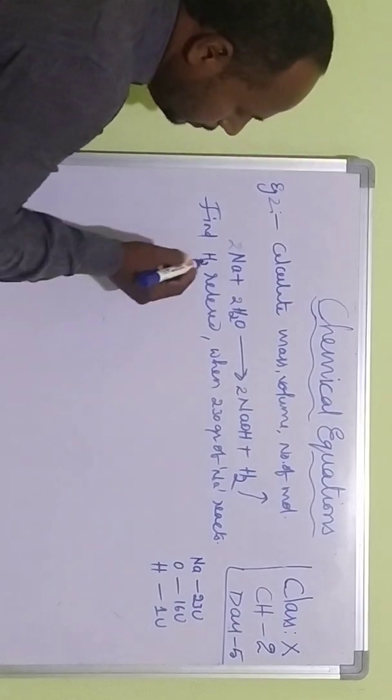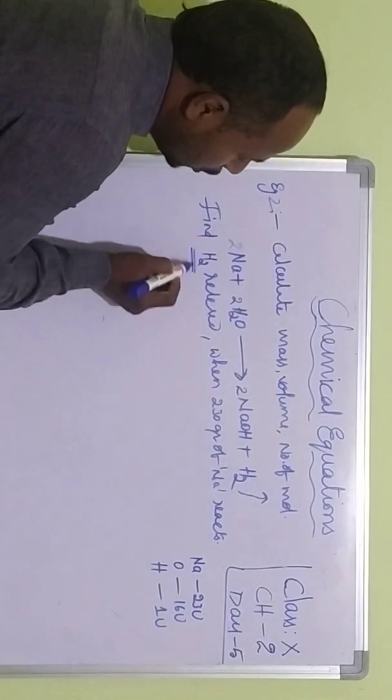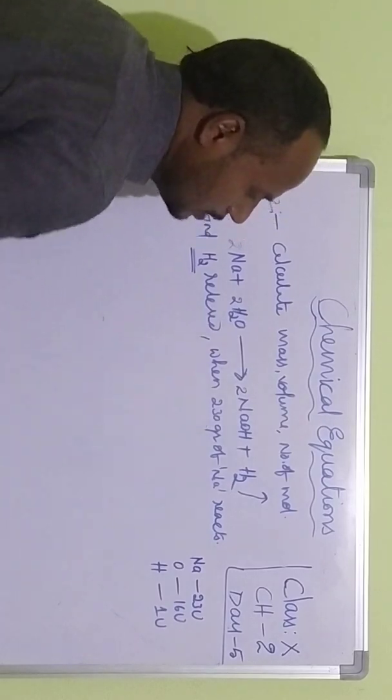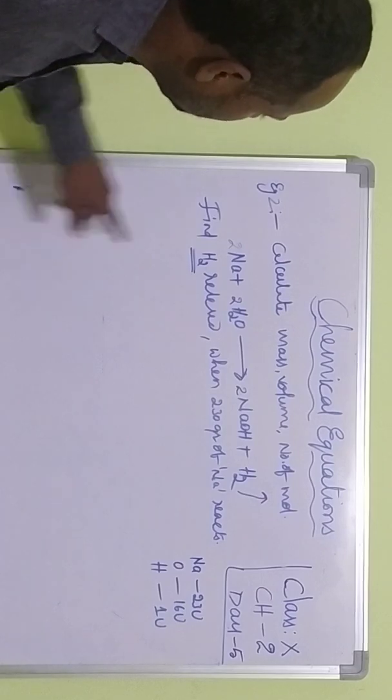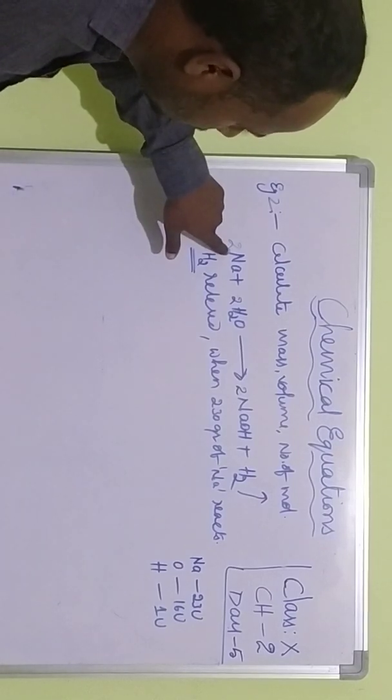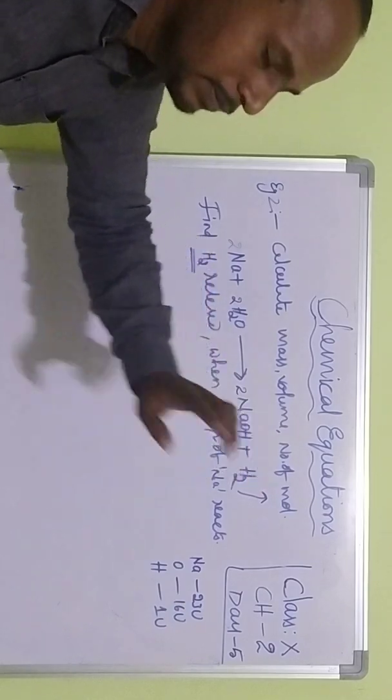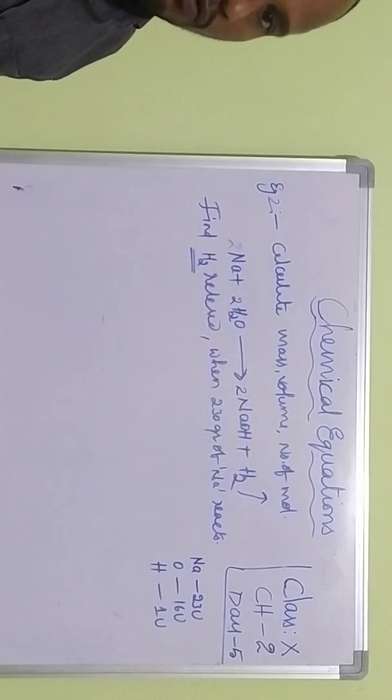But here find the H2 released. How much H2 is released when 230 grams of sodium reacts? If 2 grams, it gives you 1 gram of hydrogen. If it is 230 grams of sodium, how many grams of hydrogen are released? Okay, we will see first.